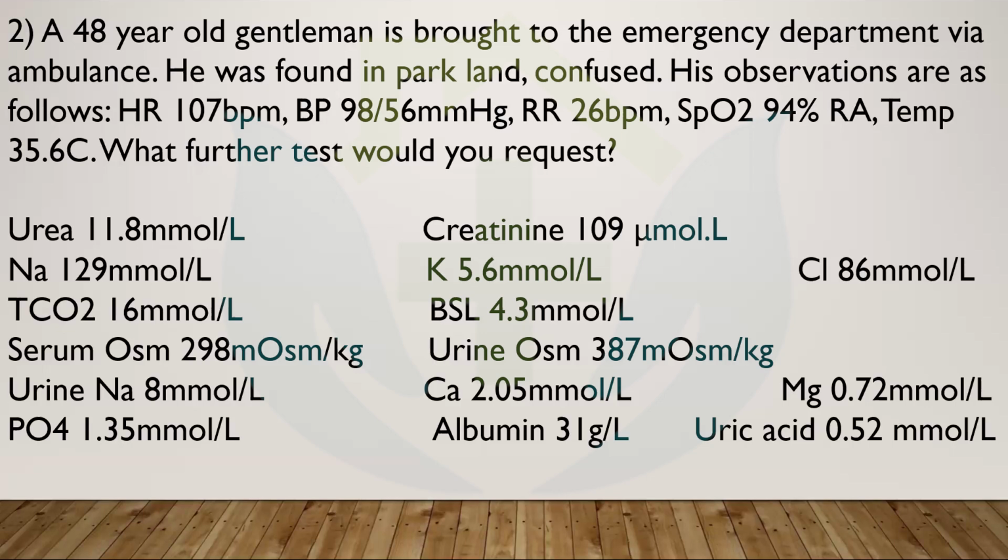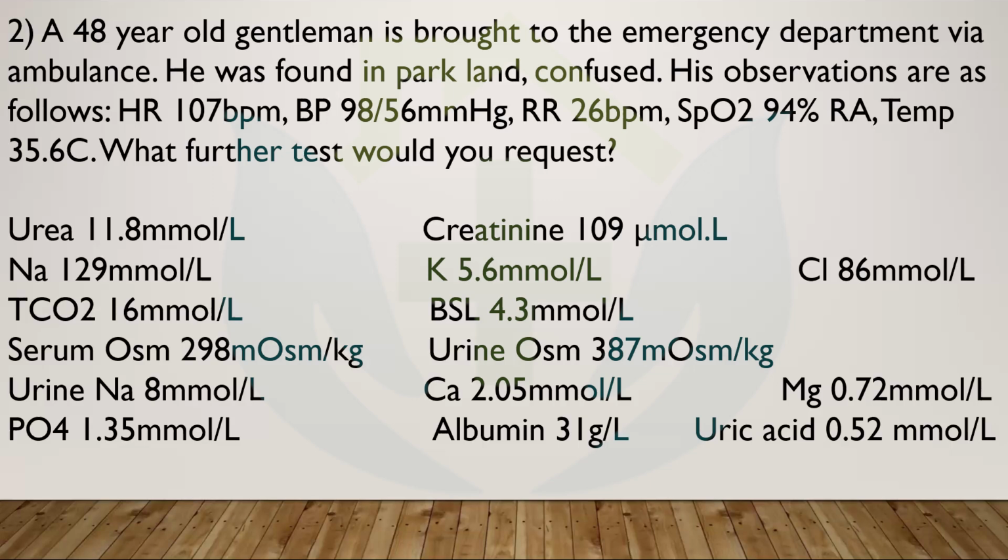Okay. Moving on, this is a 48-year-old gentleman brought to the emergency department by ambulance, found in parkland, confused. His observations are as follows: heart rate is 107, BP is 98 by 56, respiratory rate 26, saturation is 94% on room air, temperature is 35. What further test would you request? A few values are given. Urea is 11, creatinine 109, sodium is low 129, potassium is high 5.6, chloride is low, TCO2 16, BSL 4.3, the sugar is low. Osmolarity is 298.